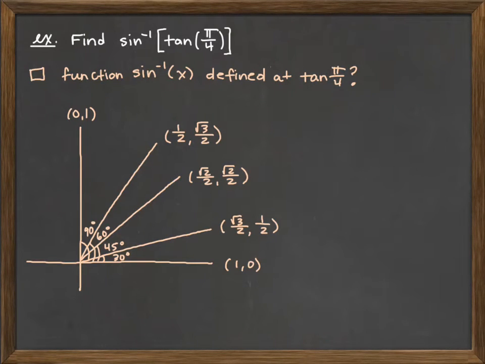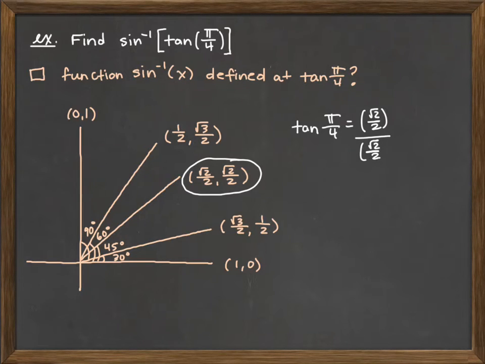So for our last example, just a different way to ask the same question we've been going over, we want to know the sine inverse of tangent of pi over 4. So we want to know, is this function defined when x is equal to tangent of pi over 4? So let's figure out what that is. Tangent of pi over 4, we're going to need the sine and cosine of that angle. So we have the tangent of pi over 4 is going to be square root of 2 over 2, which is the sine, over the cosine, which is square root of 2 over 2. And since those two quantities are the same and we divide them by one another, we get 1.